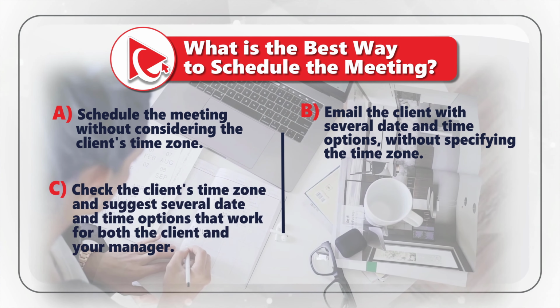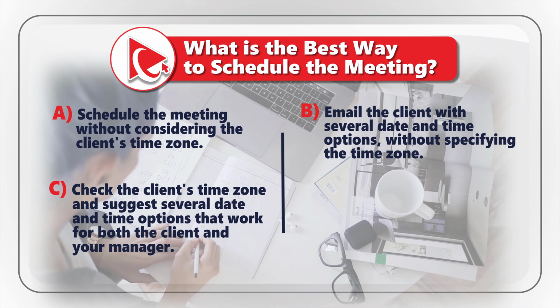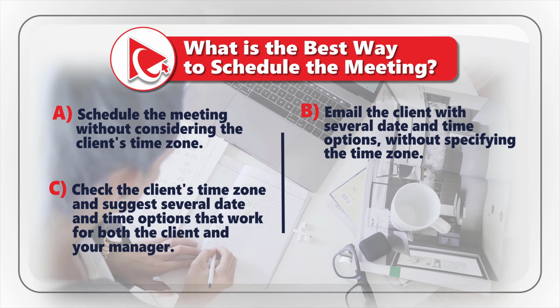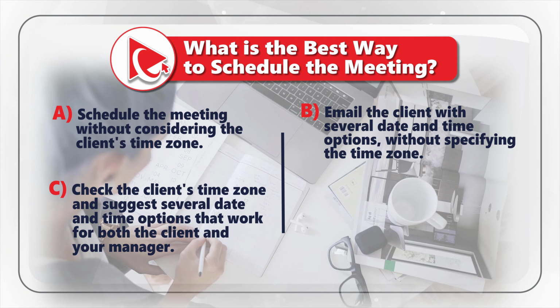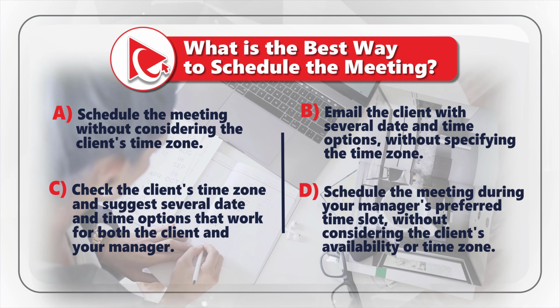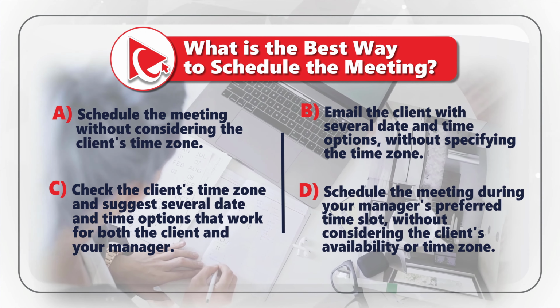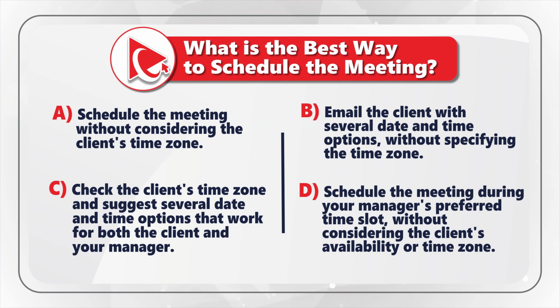Choice C, check the client's time zone and suggest several date and time options that work for both the client and your manager. And last but not least, choice D, schedule the meeting during your manager's preferred time slot without considering the client's availability or time zone. Take a close look to see if you can select the right answer.